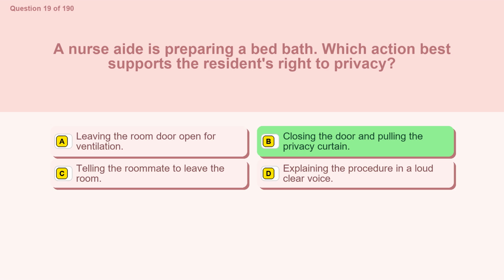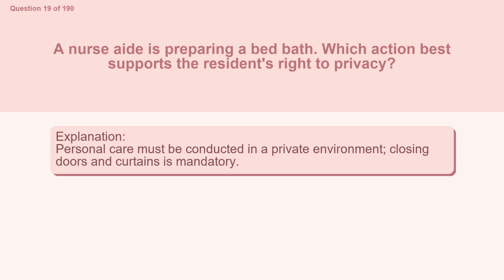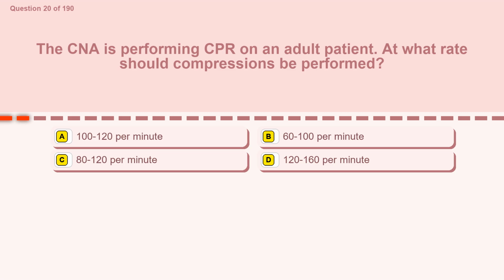The correct answer is option B, closing the door and pulling the privacy curtain. Personal care must be conducted in a private environment. Closing doors and curtains is mandatory. Question 20. The CNA is performing CPR on an adult patient. At what rate should compressions be performed?